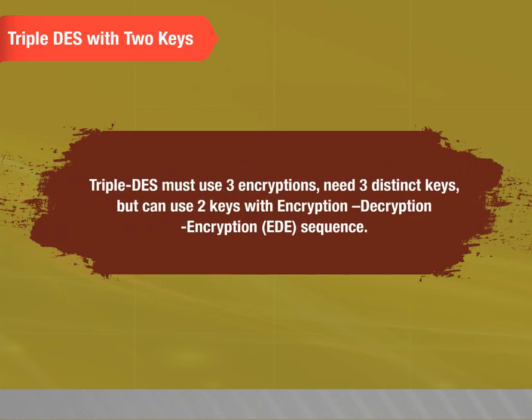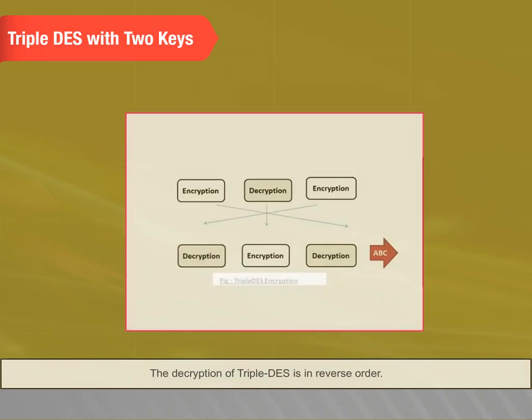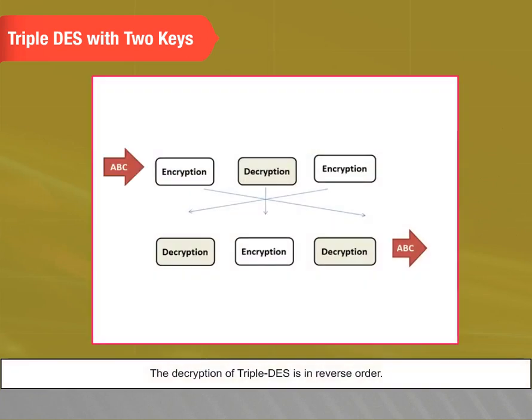Triple DES must use 3 encryptions, needs 3 distinct keys, but can use 2 keys with an encryption, decryption, encryption sequence, the EDE sequence. C = E(K1, D(K2, E(K1, P))). P = D(K1, E(K2, D(K1, C))). The decryption of Triple DES is in reverse order.